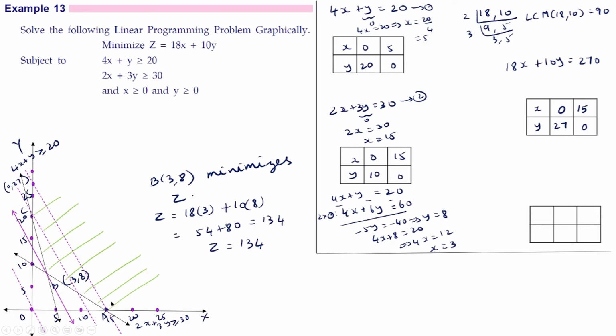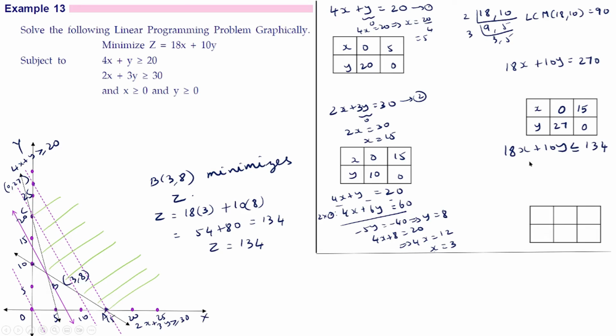And now here we can see that the feasible region is unbounded. So to be sure whether B 3, 8 minimizes z, we have to check whether this given linear programming problem has a unique solution or not. And now to check whether the optimal value of z is 134 or not, we have to draw the half plane corresponding to 18x plus 10y less than or equal to 134.